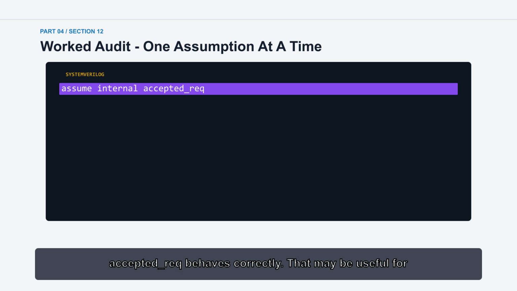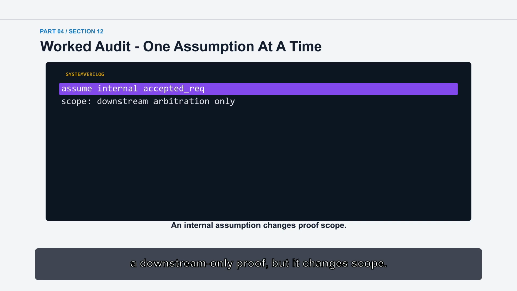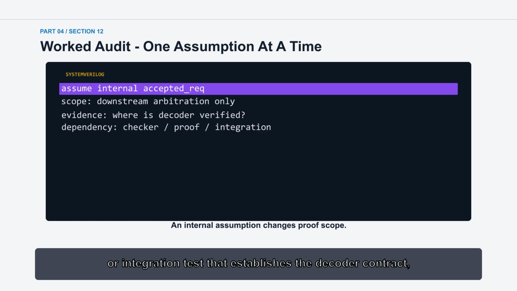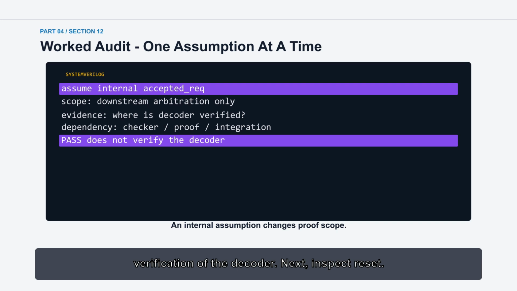That may be useful for a downstream only proof, but it changes scope. We ask where the acceptance decoder is verified. If there is a separate proof checker or integration test that establishes the decoder contract, we can record the dependency. If there is no such evidence, the downstream pass cannot be presented as verification of the decoder.